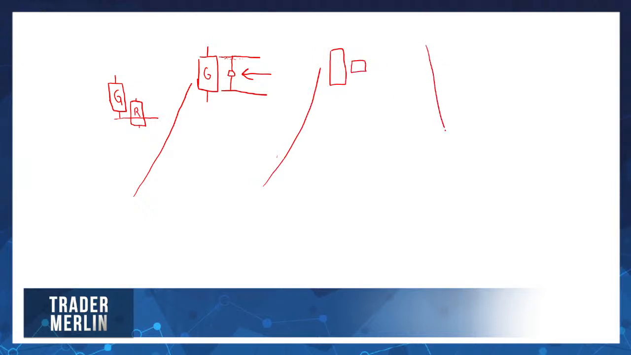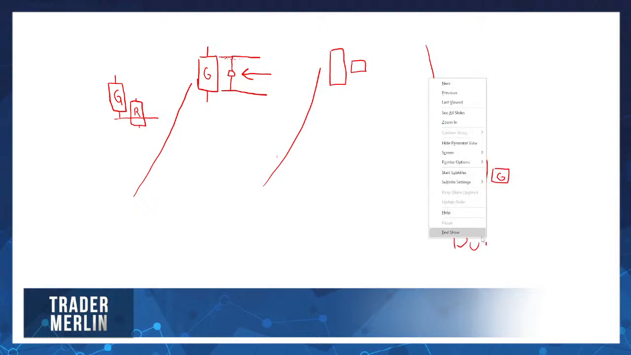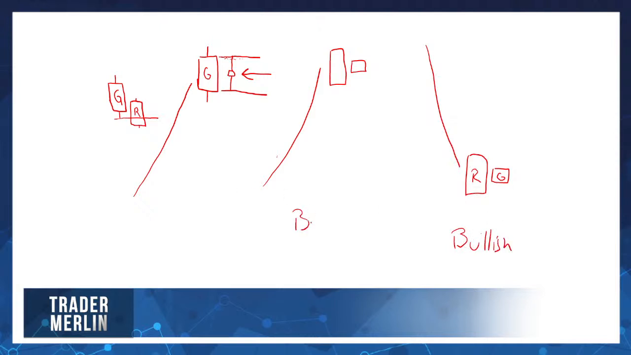In a downtrend, same thing. I'd ideally like to have a red candle followed by a green one. This is a bullish harami. Sorry, drawing tools. Bullish, and this one over here is bearish. Okay, so those are the two main setups.